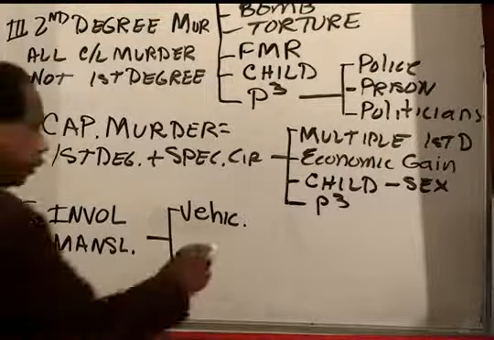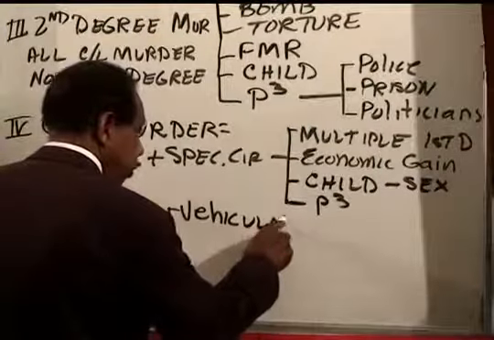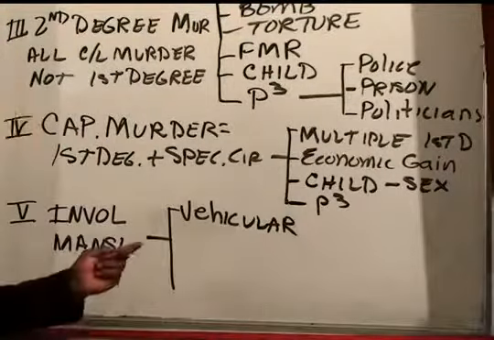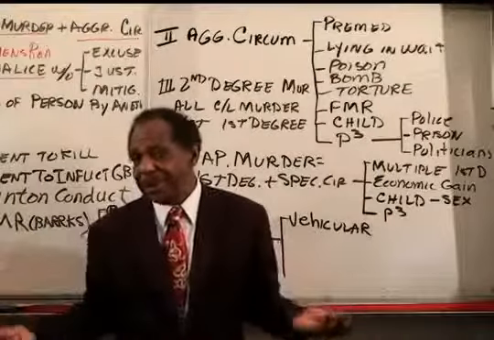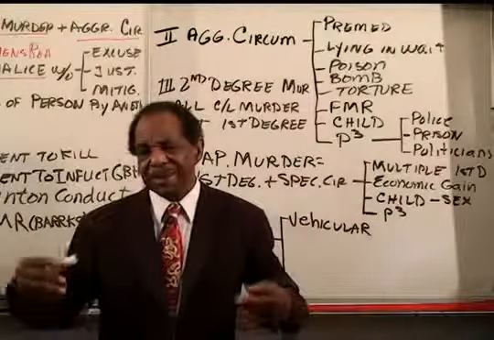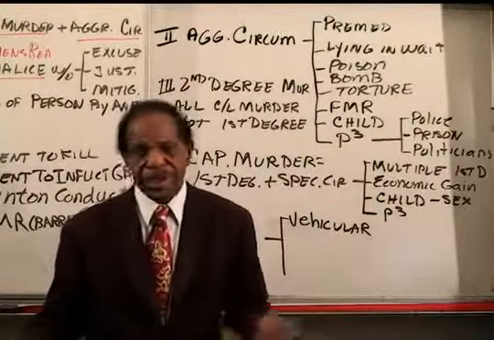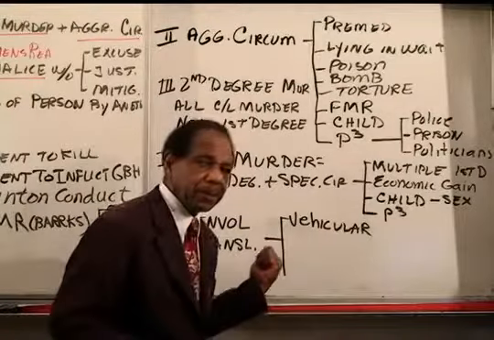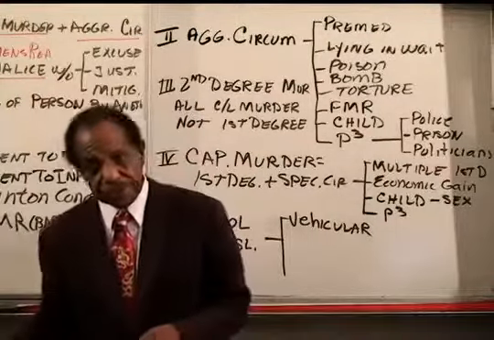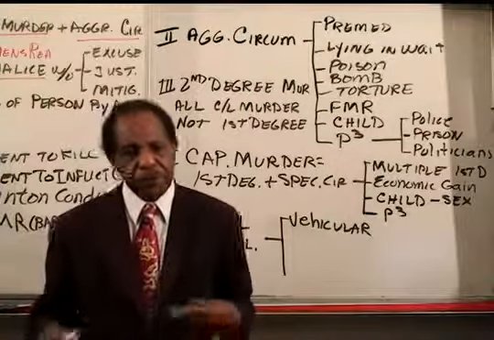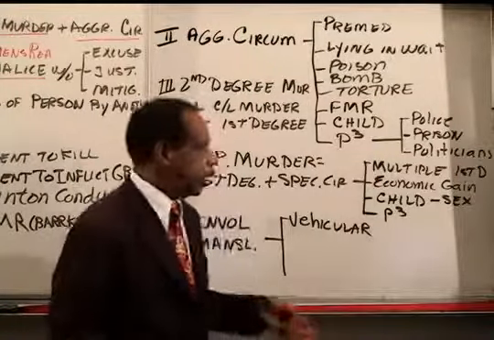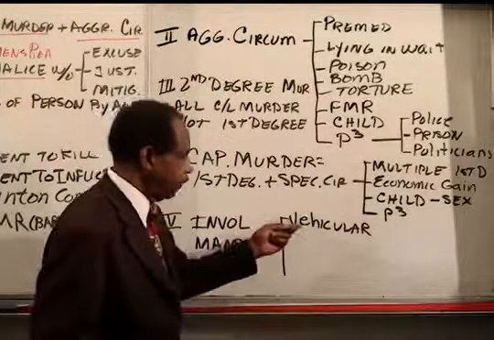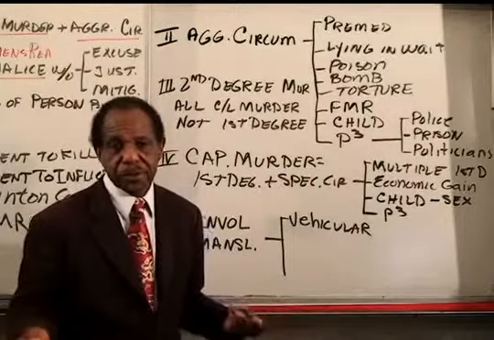Vehicular manslaughter, and you can see how in vehicular manslaughters, people did not intend to kill anybody. Now, if somebody intended to kill someone, you can't get to involuntary manslaughter with an intentional killing. Okay? You can only get there if there really was no intent to kill. And in vehicular manslaughter, usually there is no intent to kill.